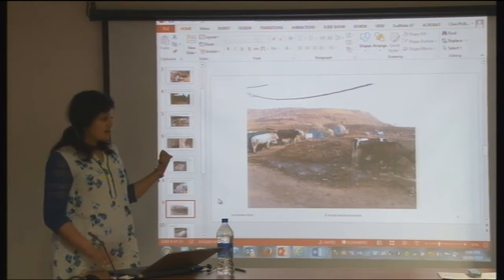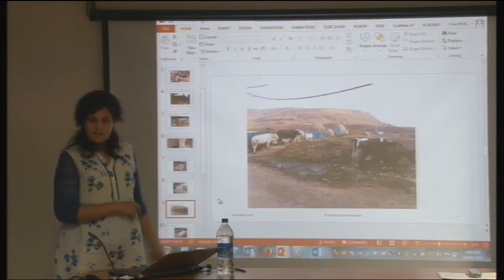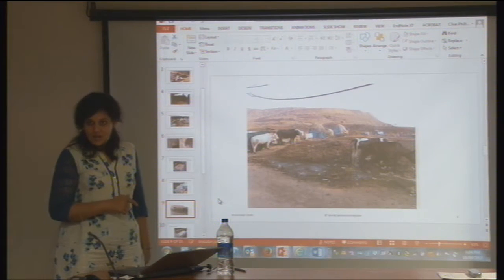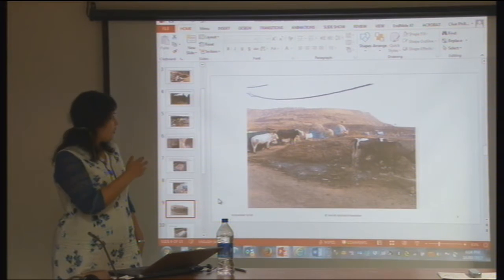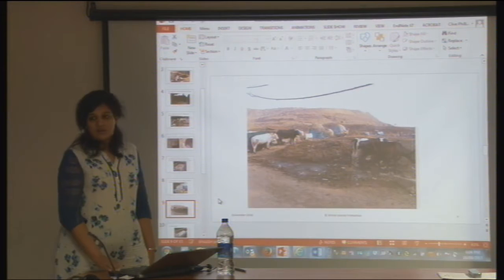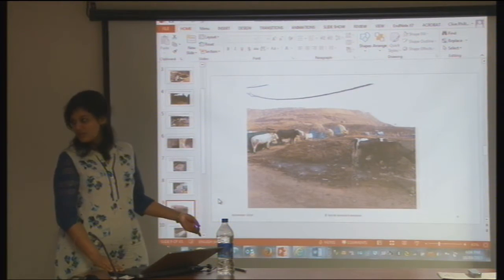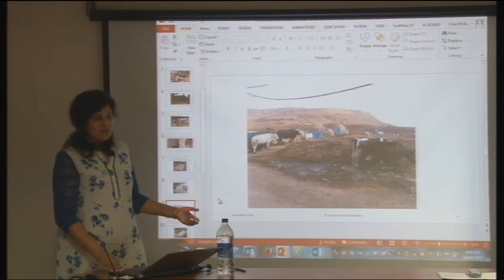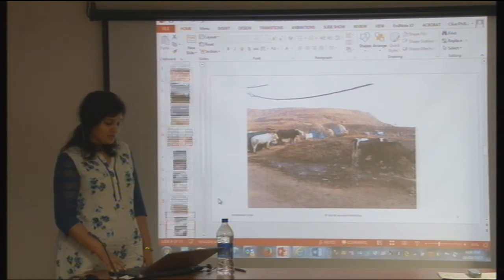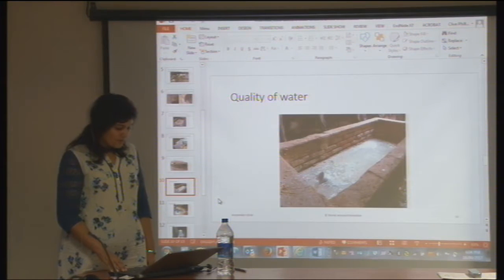So this garbage dump actually crashed a few days ago, because of which the government has stopped dumping any more dung. It's always on fire at certain places. So there is a lot of air pollution. In fact, there is also a slaughterhouse next to this place. So you can imagine the kind of conditions these animals are living in. Again, the quality of water here.